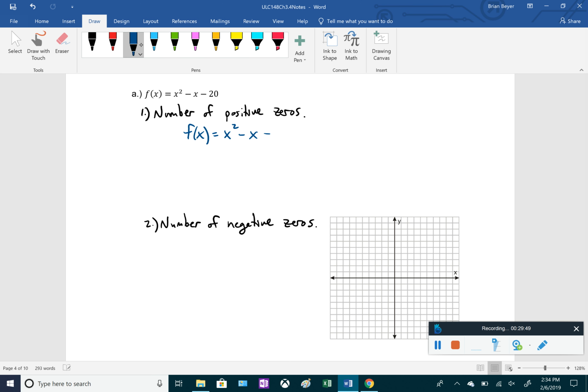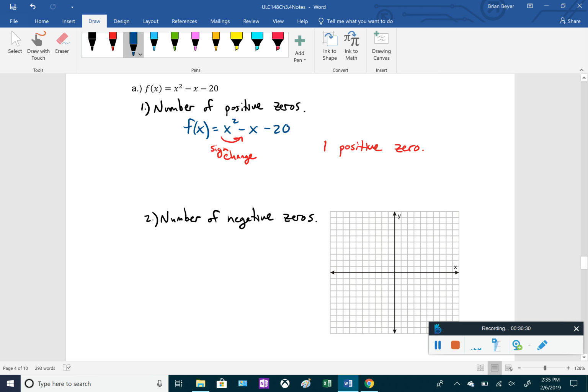So we're going to consider f of x for positive, and we're going to look at consecutive coefficients and see how many times it changed from positive to negative or vice versa. Starting all the way to the left and working right, we have a positive x squared and then a negative x. So we have a sign change here, from positive to negative. Then it goes from negative x to negative 20, so there's no sign change. Since there's one sign change, this means there's one positive x-intercept, one positive zero. We'll graph this in a second just so we can verify that.